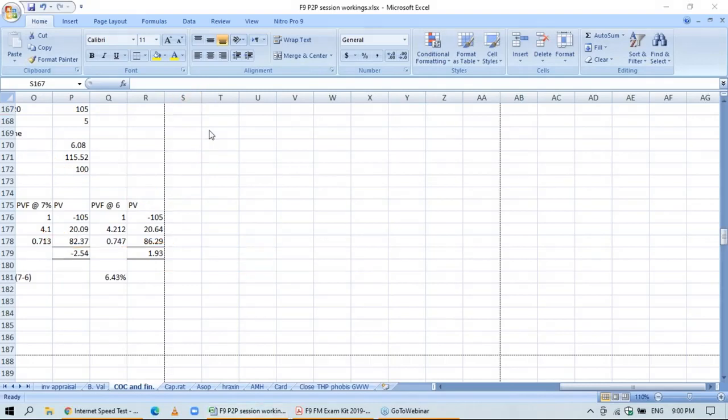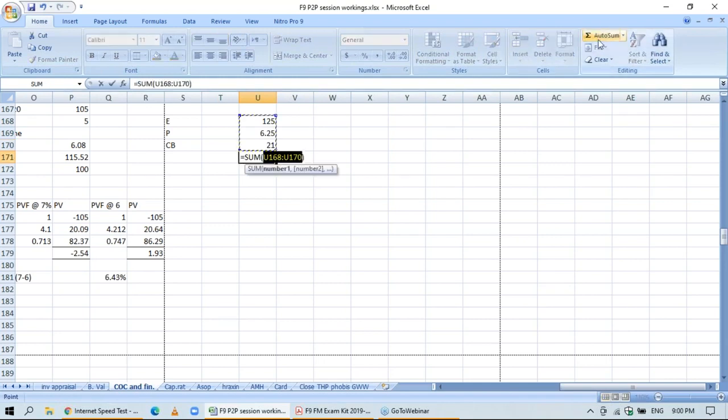Okay, so let's take the market value of equity, then market value of preference shares, which is P, and the market value of convertible bonds. So according to the question, the market values are: the value of equity is 125, the value of preference shares is 6.25, and the value of the convertible bonds is 21 million. So this in all makes 152.25. Now we are in a position to calculate the WACC, weighted average cost of capital.